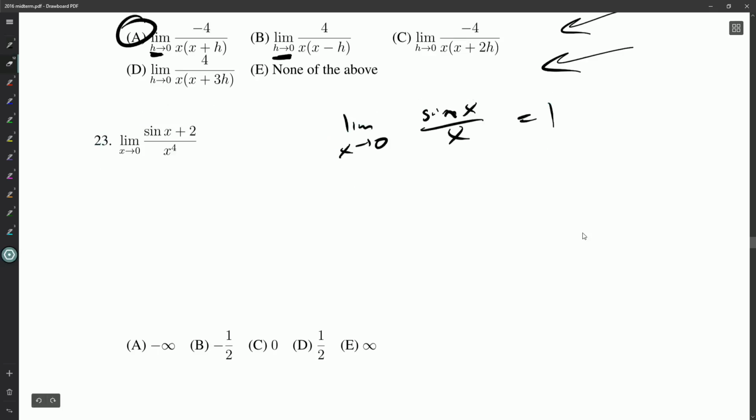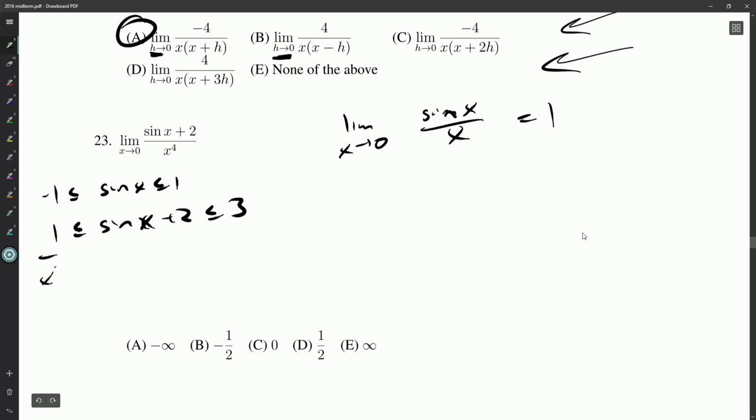The other thing I think when I see sine in here, especially because we haven't seen it so far on this test, would be something like the squeeze theorem, or one of the limit laws that involve inequalities. So I know for a fact sine x is between 1 and -1. If I add 2, which we do on top, I'll get sine x plus 2 is between 1 and 3.